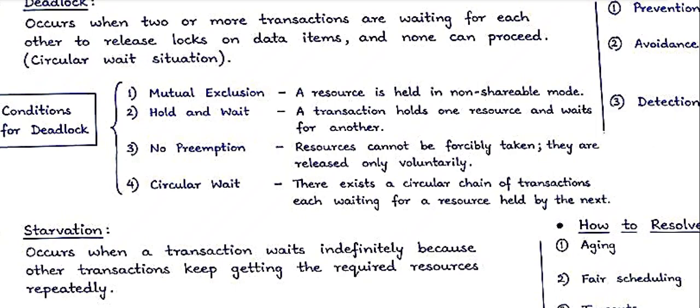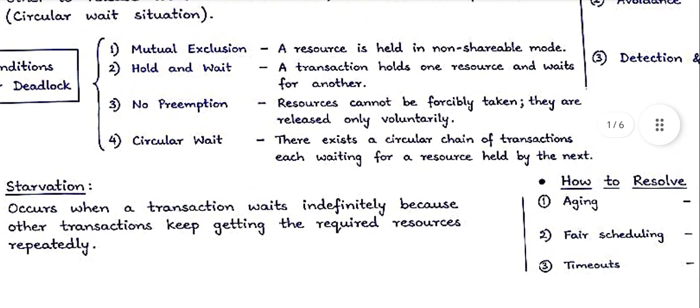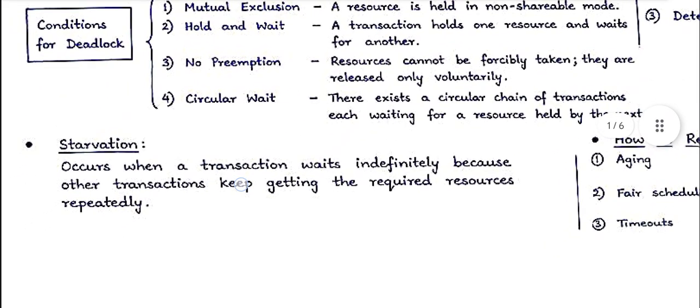A resource is held in non-shareable mode. Hold and wait. A transaction holds one resource and waits for another. No preemption. Resources cannot be forcibly taken away, they are released only voluntarily. Circular wait. There exists a circular chain of transactions, each waiting for a resource held by the next one.